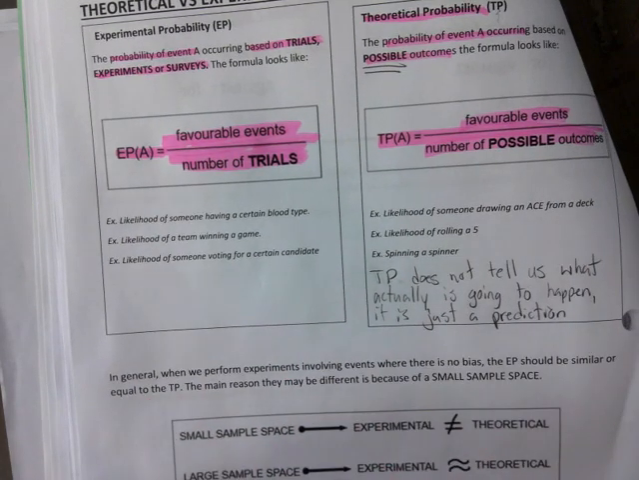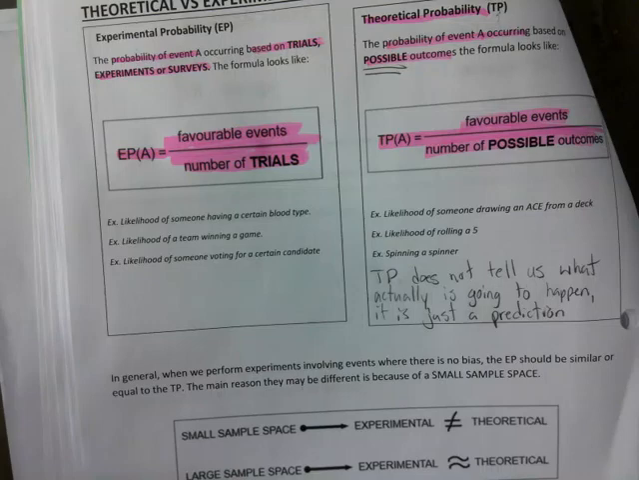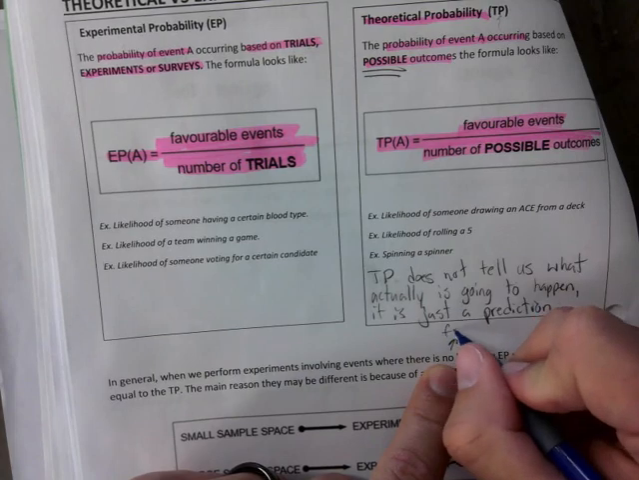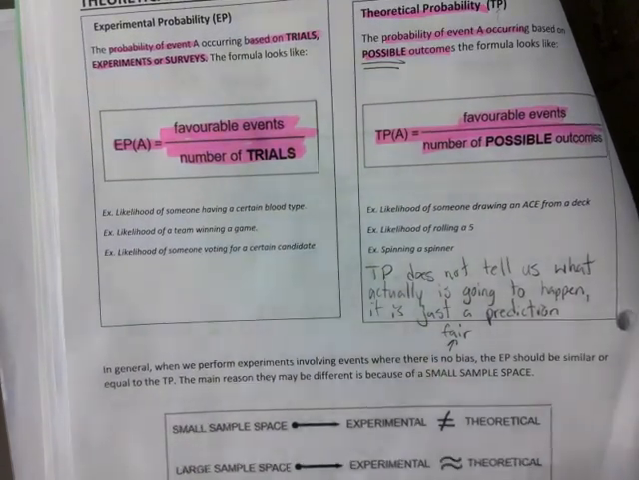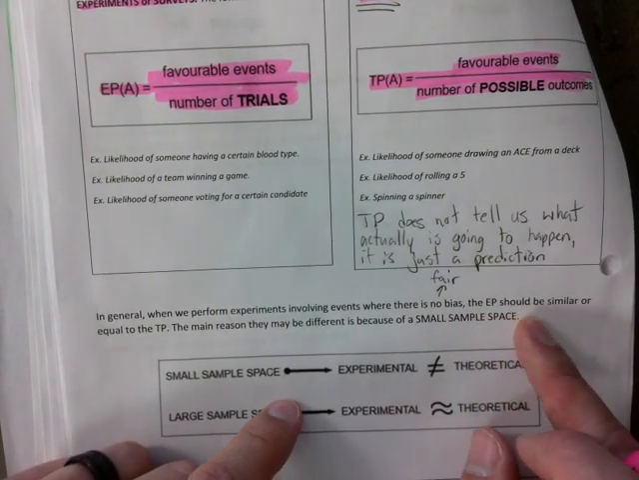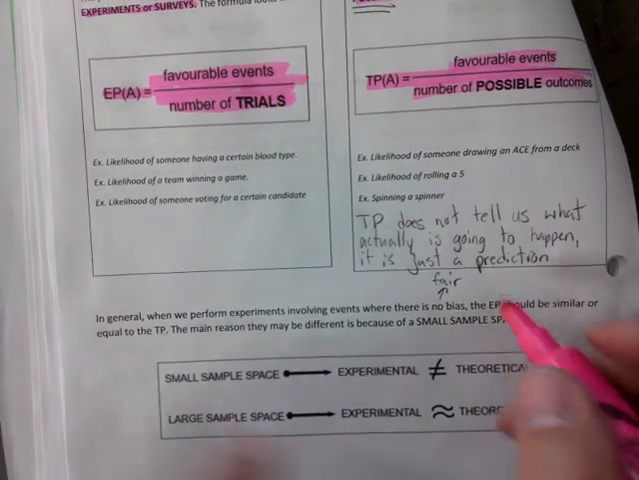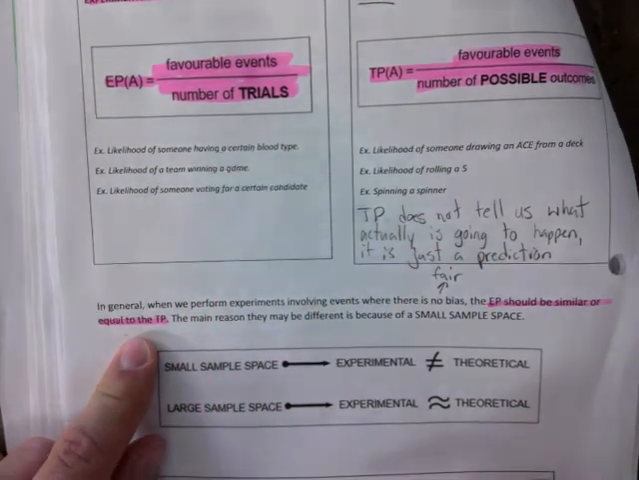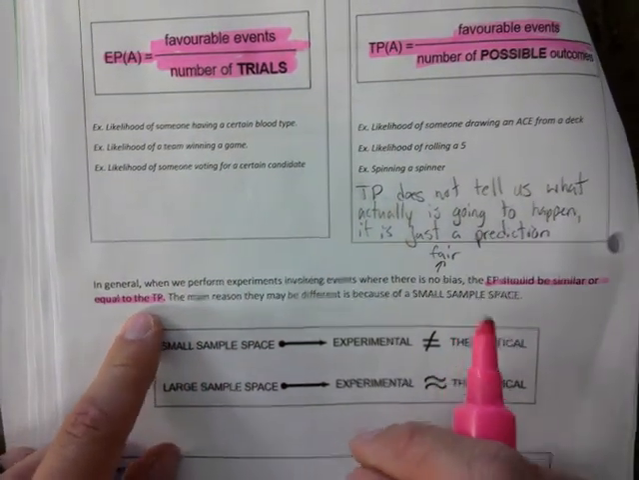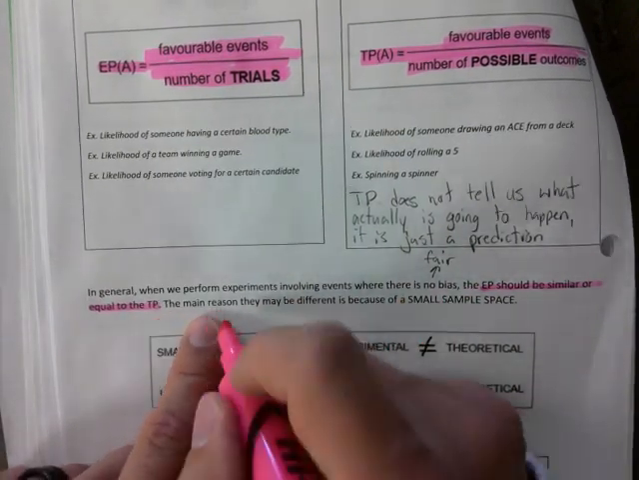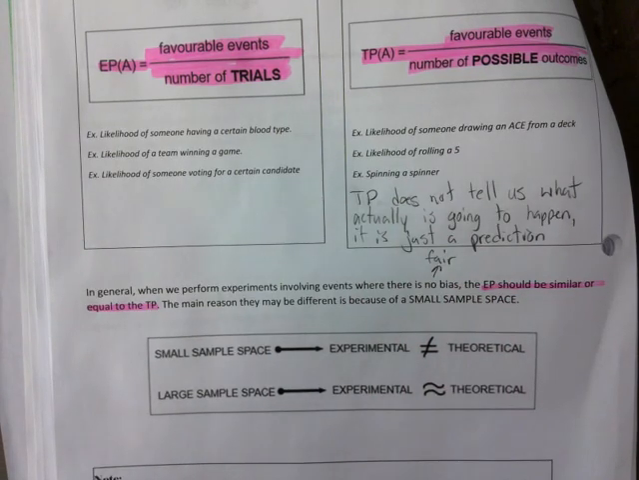So in general, when we perform experiments involving events where there is no bias, so that can also mean fair, the experimental probability should be similar or equal to the theoretical probability. Because again, the theoretical probability is a prediction, right? So they should be close together. The main reason they may be different is because of a small sample space.